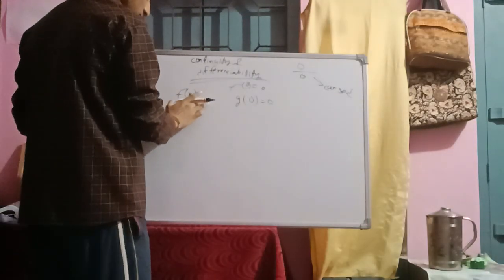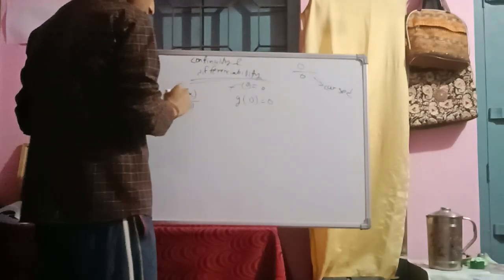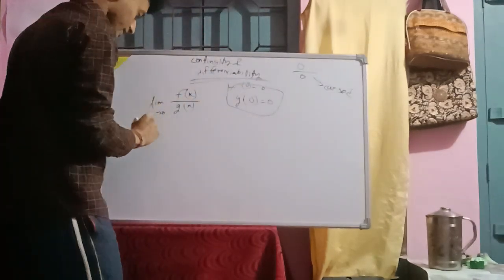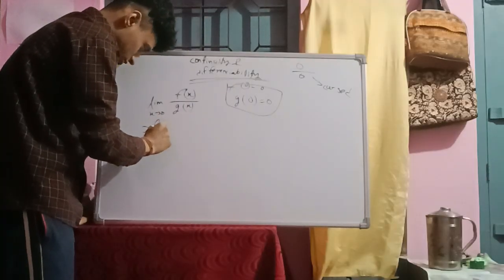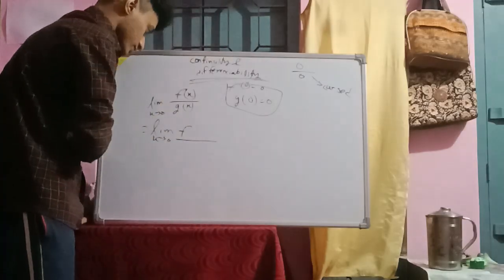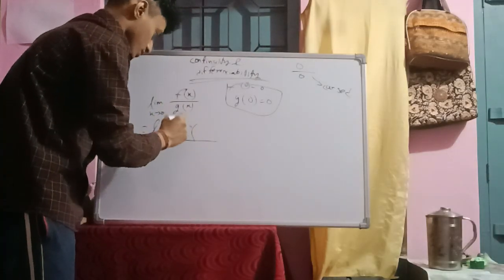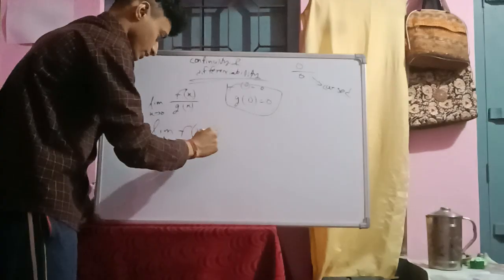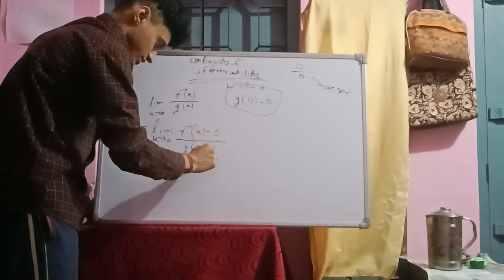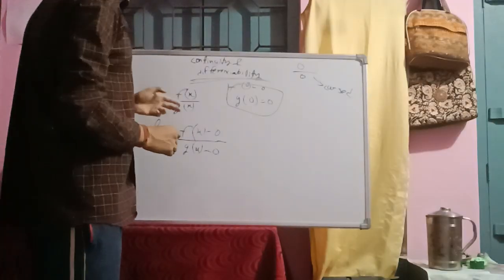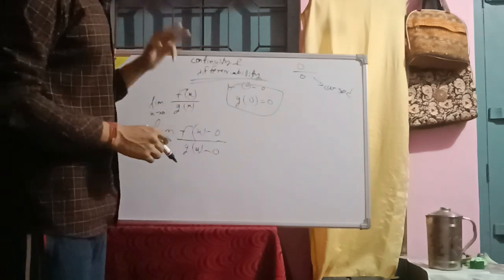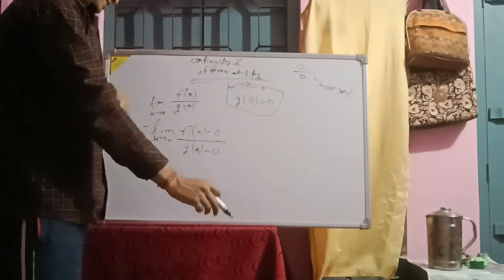Now, how do you even approach this? How do you even solve this? We can rewrite this as the limit of x approaches 0 of f(x) minus 0 over g(x) minus 0, because this does not change anything. Initially, we had f(x) over g(x), and now we are just subtracting 0 from both the numerator and the denominator. That changes nothing.